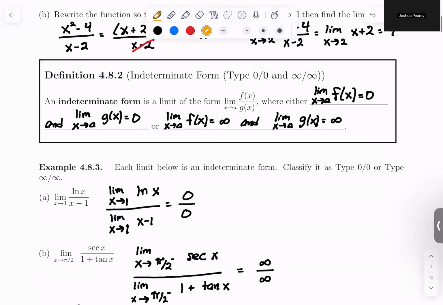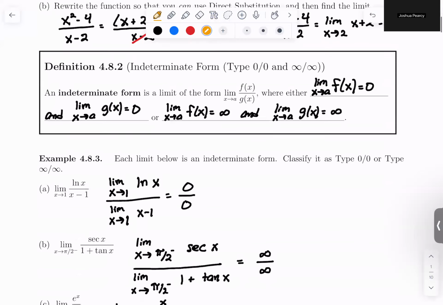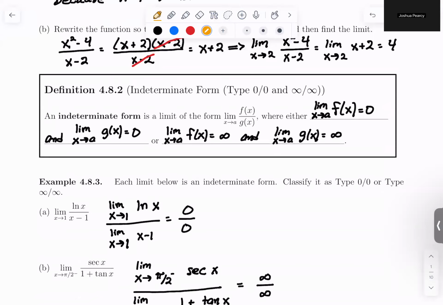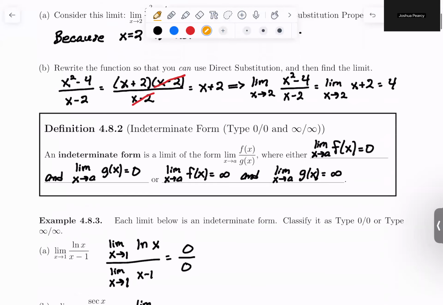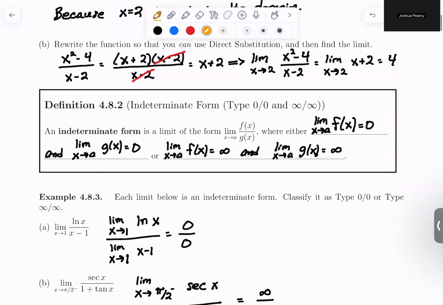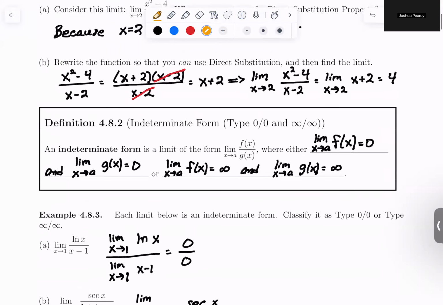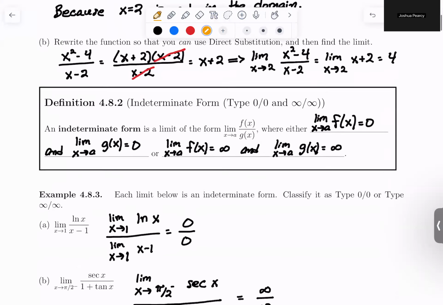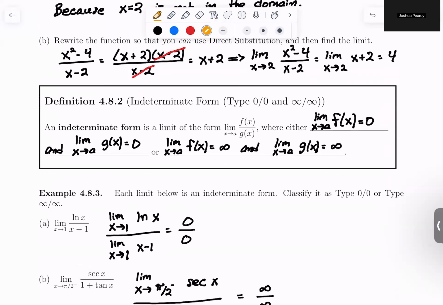This says an indeterminate form is a limit of the form: the limit as x goes to a of f of x over g of x, where either the limit as x goes to a of f of x is 0 and the limit as x goes to a of g of x is 0, or the limit as x goes to a of f of x is infinity and the limit as x goes to a of g of x is infinity. These could also be negative infinity for either of them. It doesn't matter as long as it goes to one of the infinities.